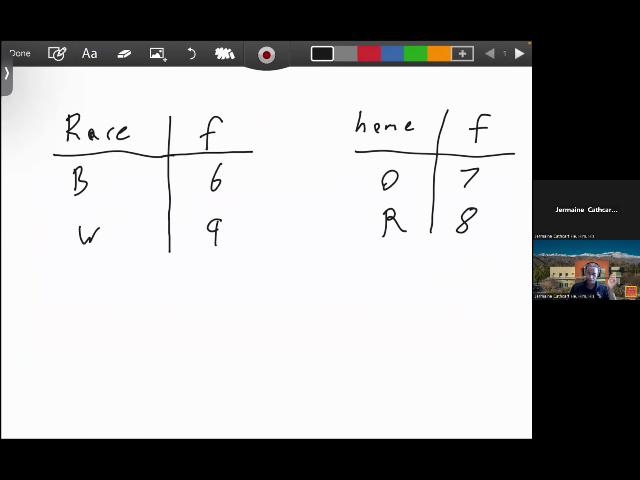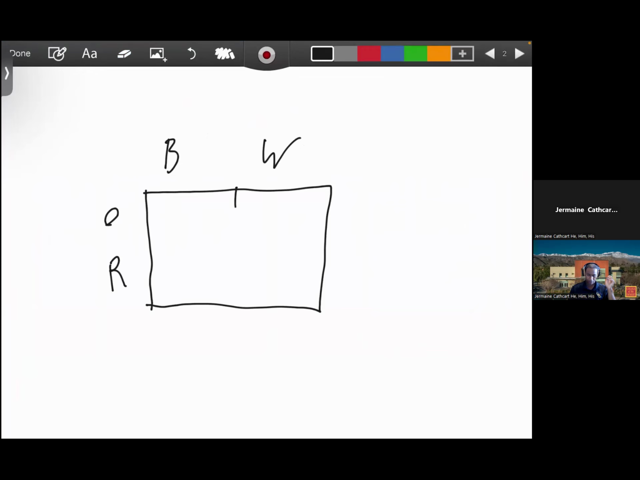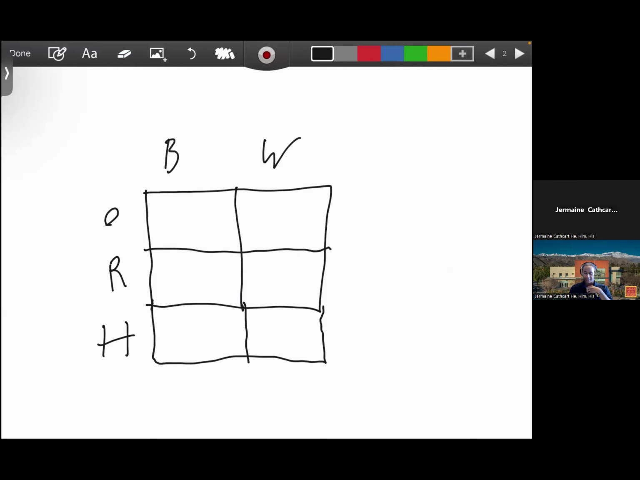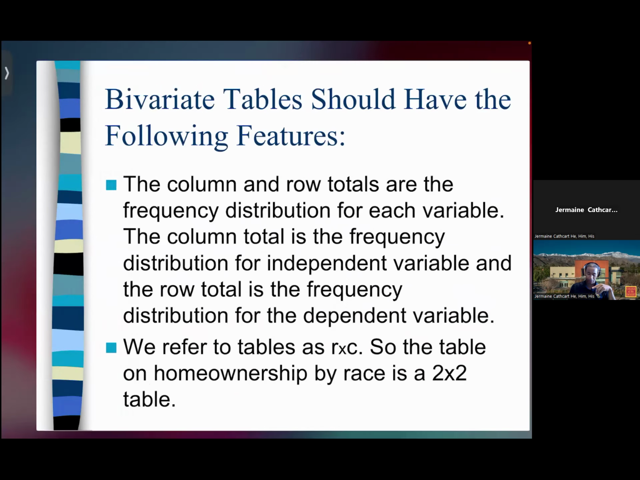Now let's just say that I have, instead of black, white, own, rent, let's just say I have black, white, owners, renters, and then, I don't know, homeless people, H for homeless. So what type of table would I have? Would I still have a 2x2? No, I would have a 3x2, right? Because we have 3 categories in the row, 2 categories in the column, right? So that'd be a 3x2.